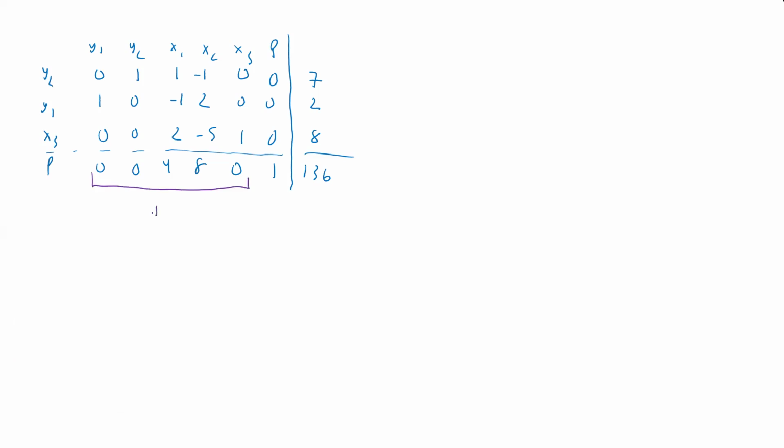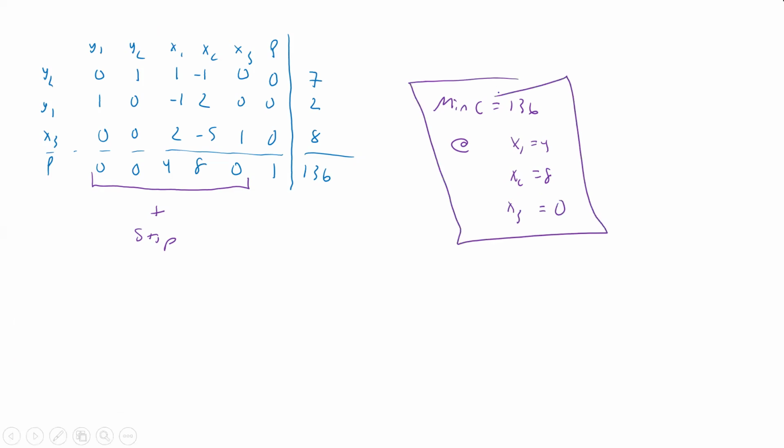Now notice, let's do it in purple here. These are all positive, so we stop. And so now, remember, this is our min, C is equal to 136 at X1 equals 4, X2 equals 8, and X3 equals 0. Okay, and so that would be our solution to this one.